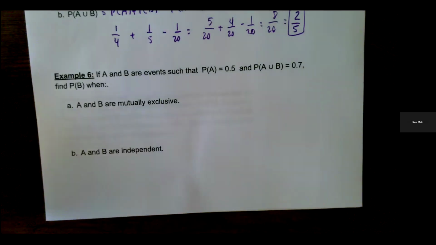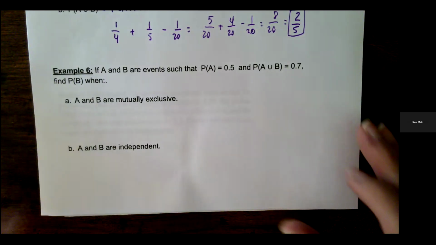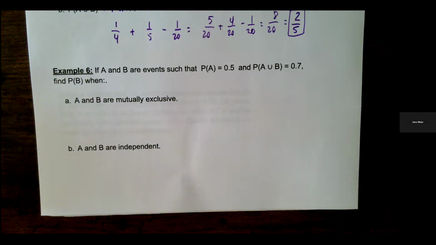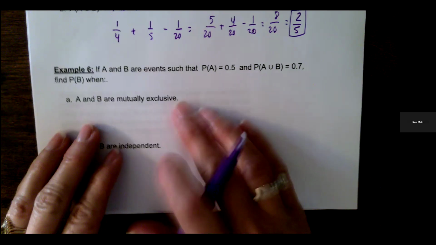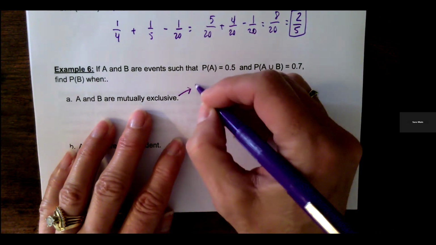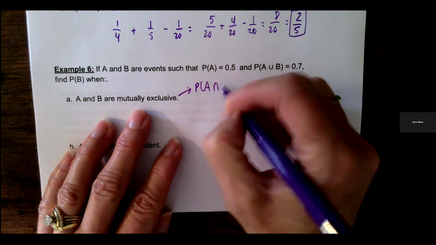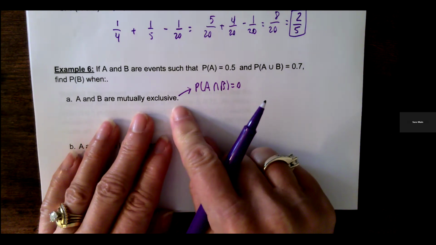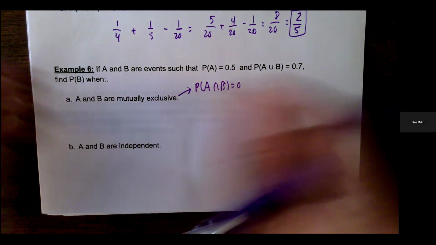We'll take a little thinking about here. If A and B are events such that the probability of A is 0.5 and the probability of the union is 0.7, find the probability of B when they are mutually exclusive. So when they're mutually exclusive, we know that the probability of A intersecting B is 0. We learned that in a previous lesson. So when they're mutually exclusive, they cannot happen at the same time.